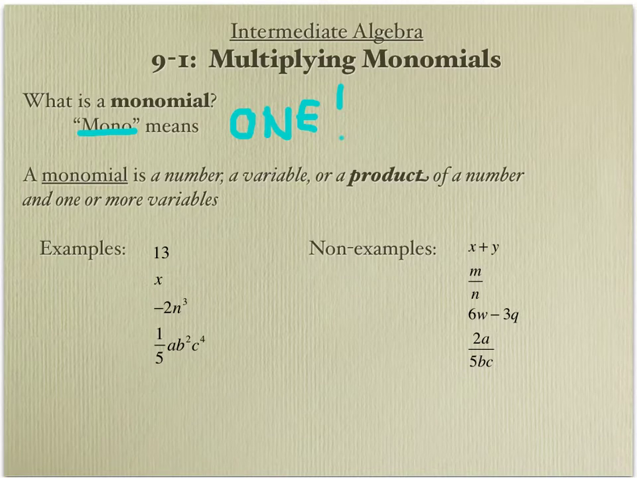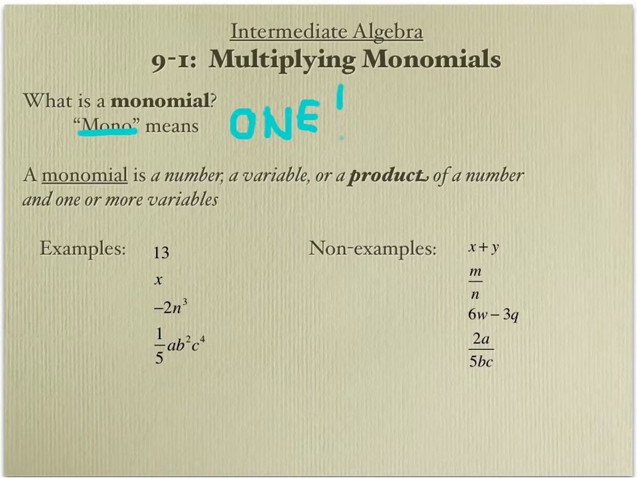So here's the official definition below here. A monomial is a number, a variable, or a product. Product, of course, means multiplying of a number and one or more variables. So here we have several examples of monomials. Notice it could be a single number or a single variable or some combination of them, but notice they're all multiplied together. A lot of times when we talk about monomials, we'll talk about chunks. So notice that each of these is kind of a big chunk.